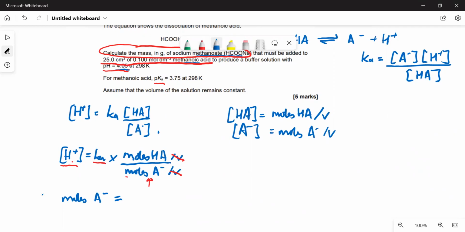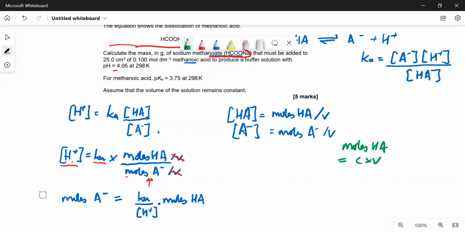If you do that, you end up with Ka over H plus, multiplied by moles HA. Now let's work out the moles of HA, which is equal to concentration times volume. The concentration is 0.1 and we've got 25 centimeters cubed. So that's 0.1 multiplied by 25 over 1,000, which is 0.025, converting to dm cubed. That's 2.5 times 10 to the minus 3 moles.